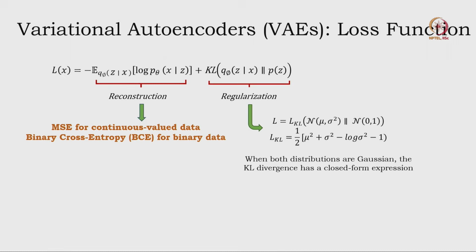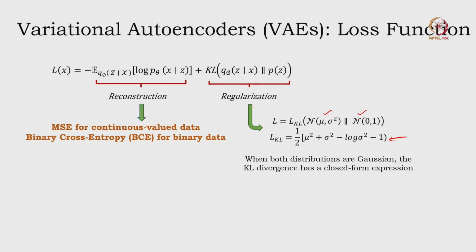The second term we have is the regularization. What is regularization here? It is a KL divergence. Since both of these are Gaussian distributions, in closed form the KL divergence is written in this particular form. This regularization term ensures that the encoder distribution remains closer to the prior distribution. Now, what exactly is the problem here?